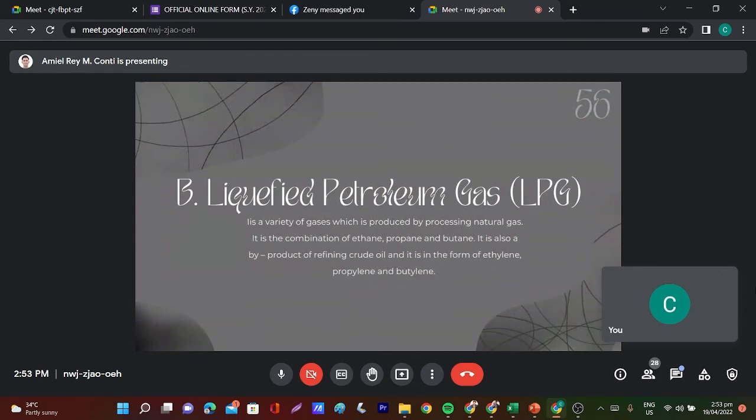It is a variety of gases which is produced by processing natural gas. It is a combination of ethane, propane, butane, and it is also a byproduct of refining crude oil in its form of ethylene, propylene, and butylene.